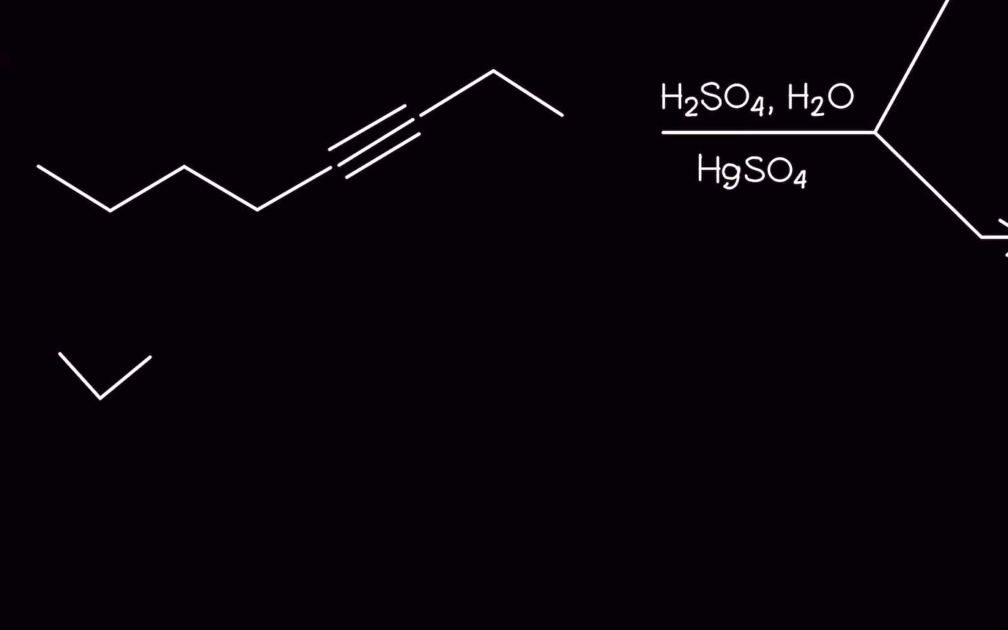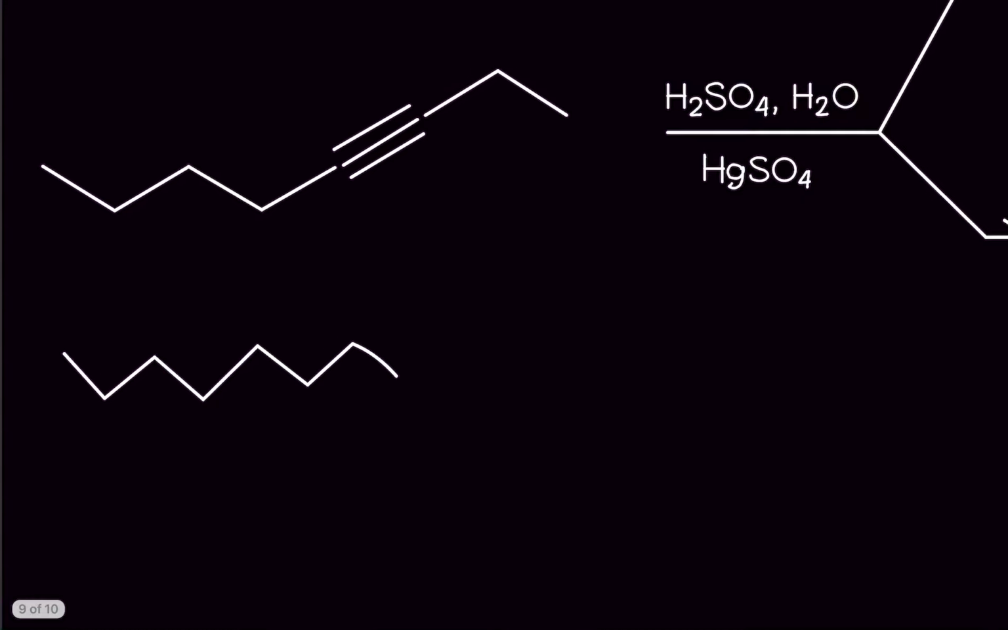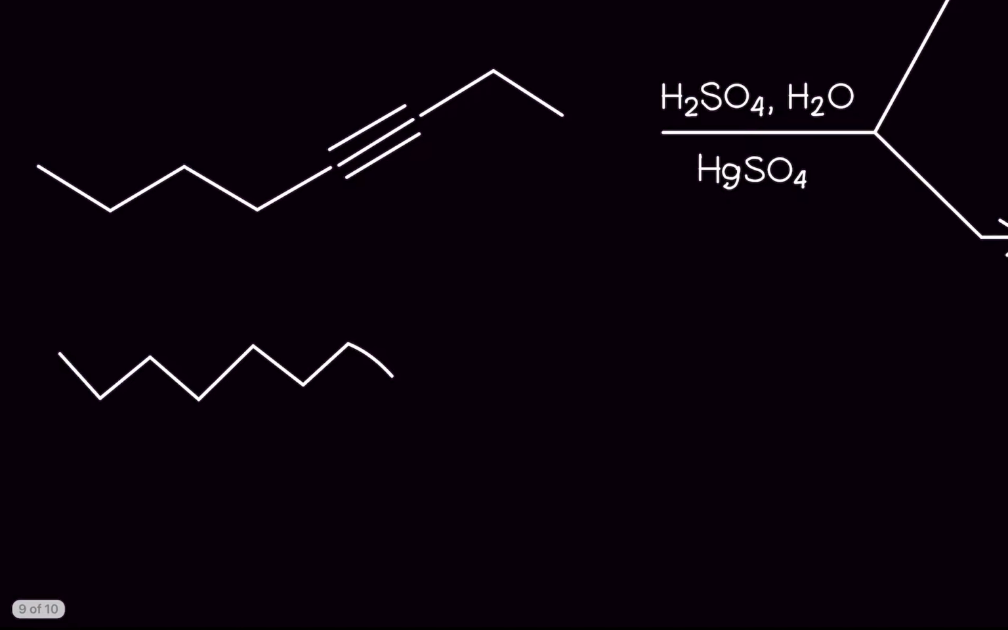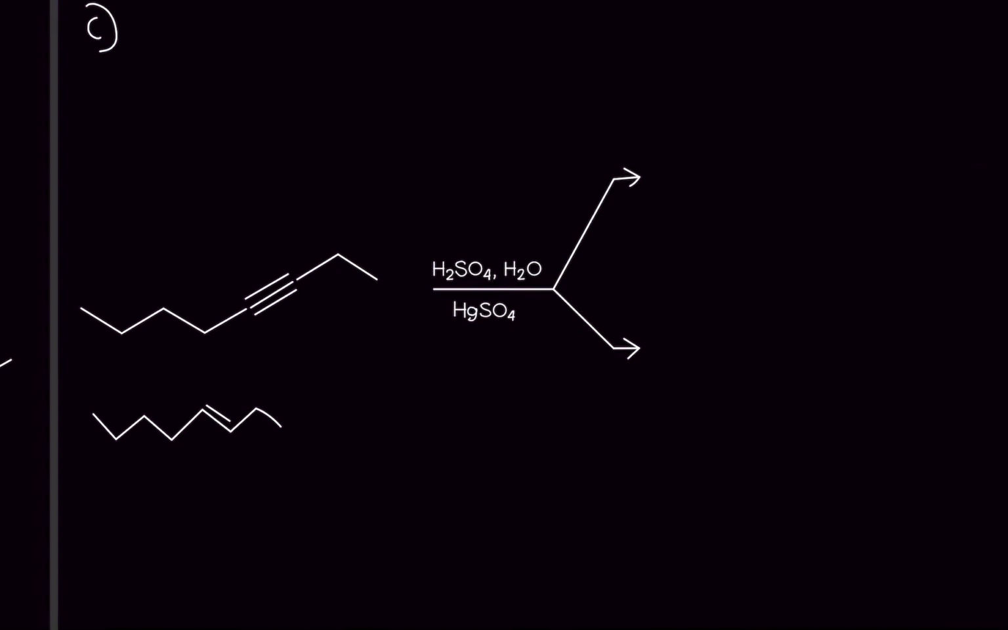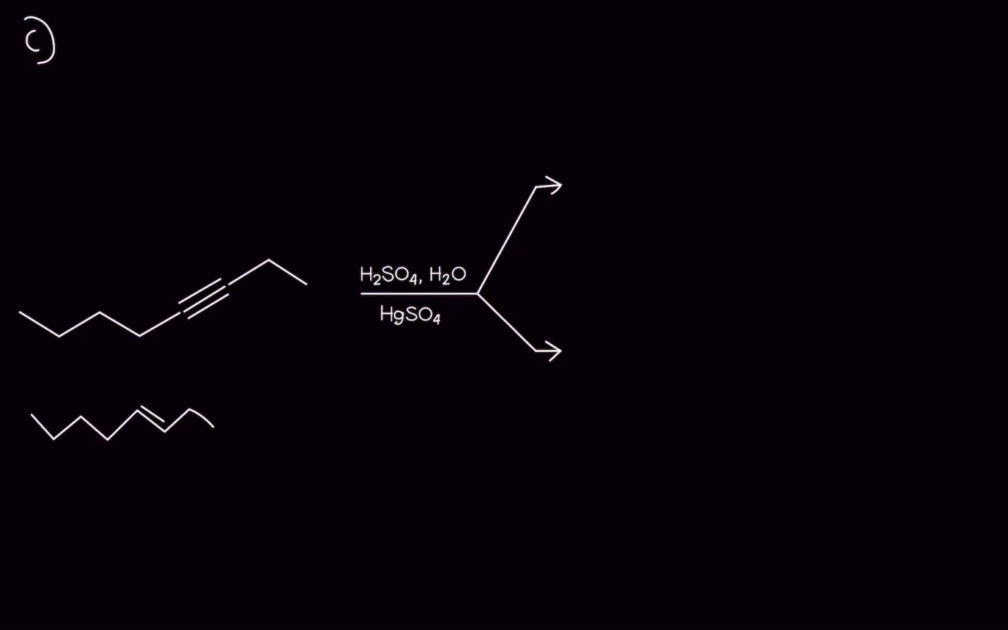How many carbons do we have? 1, 2, 3, 4, 5, 6, 7, 8. Yeah, okay, that's good. And now our double bond, our alkyne here, 1, 2, 3, 4, 5. Carbon 5 and carbon 6. Okay, now we have an alkene instead. Perfect.